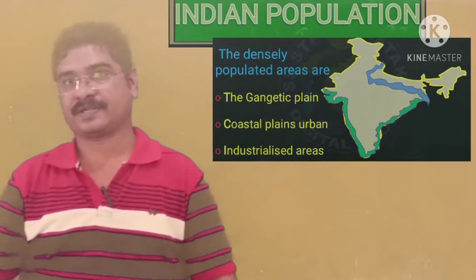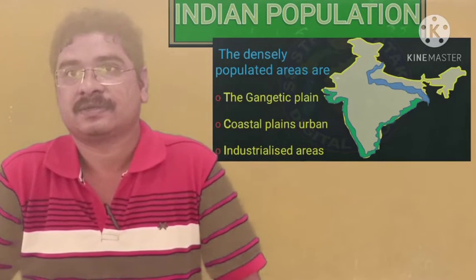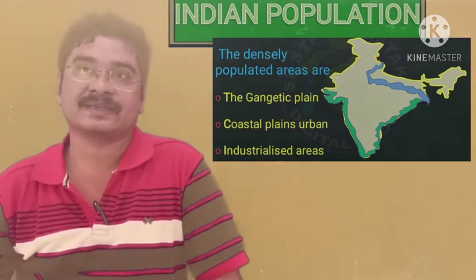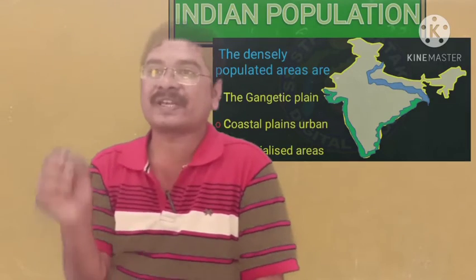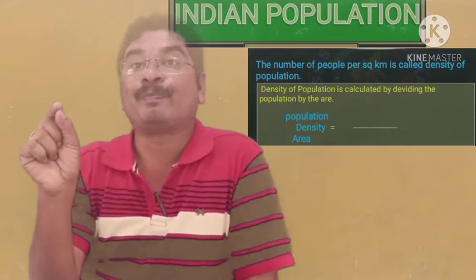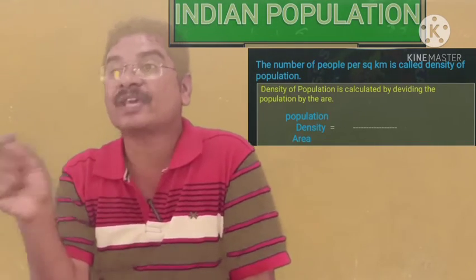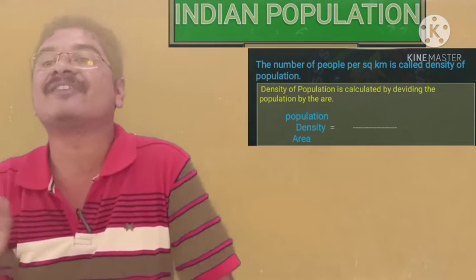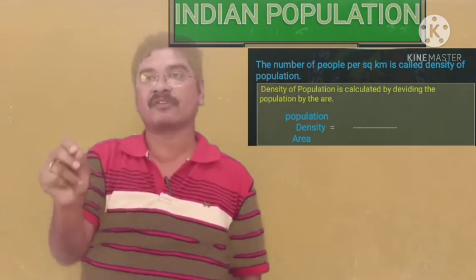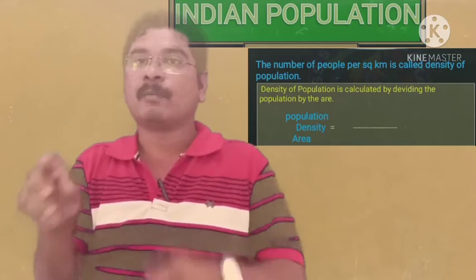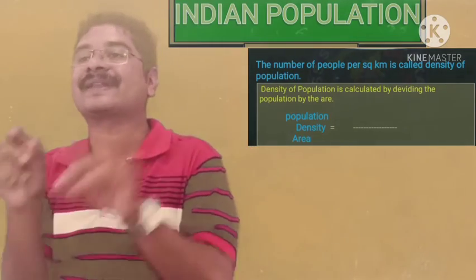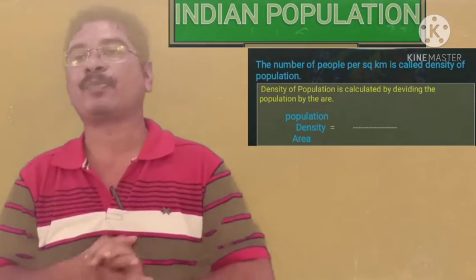Density of population, the number of people. What is density of population? Let me know. The number of people living per square kilometer is called density of population.